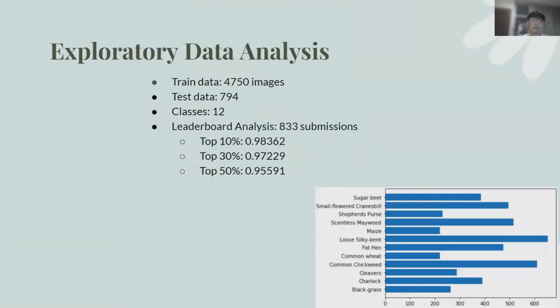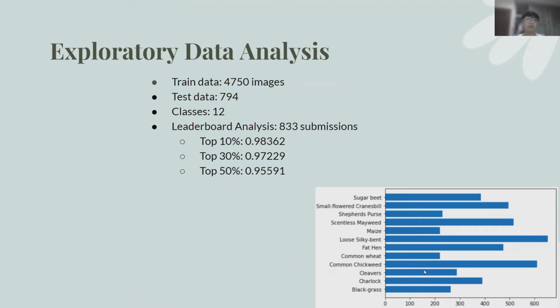For exploratory data analysis for images, we focus on getting statistics of the images and its properties. We can see that there are 4,750 training images versus 794 test images spanning across 12 classes. Since our goal was to actually get a very accurate classifier and a decent score in the leaderboard, we went ahead and calculated the accuracy goals to hit the top 10, 30, and 50% respectively. We can see the leaderboard score is indeed competitive.